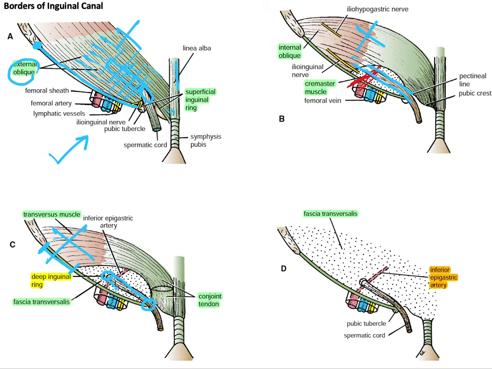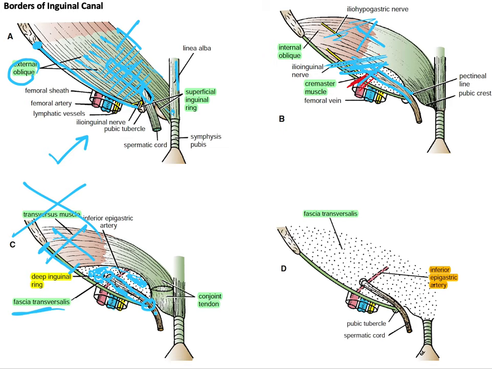So it is just covered by the aponeurosis of the external oblique and the internal oblique that covers the posterior half or lateral half of it. But guys, posterior to the inguinal canal, you have the fascia here, which is the fascia transversalis. You remember it, which is located deep to the muscles, right?